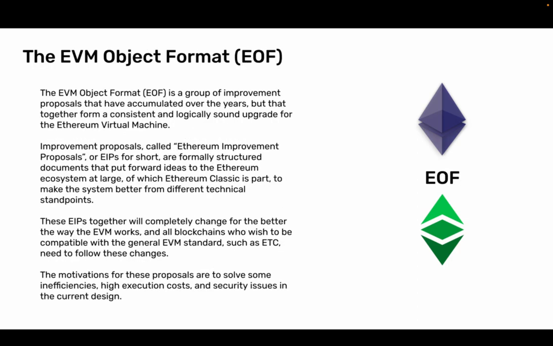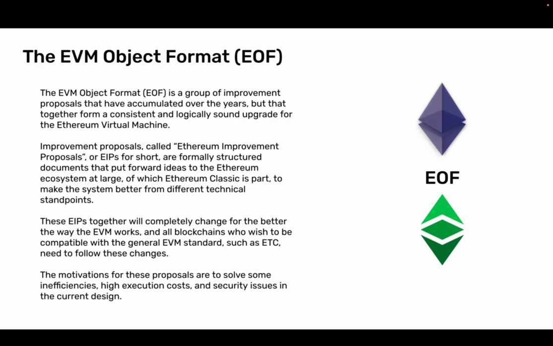The EVM Object Format, EOF, is a group of improvement proposals that have accumulated over the years, but that together form a consistent and logically sound upgrade for the Ethereum Virtual Machine. Improvement proposals, called Ethereum Improvement Proposals, or EIPs for short, are formally structured documents that put forward ideas to the Ethereum ecosystem at large, of which Ethereum Classic is part, to make the system better from different technical standpoints.